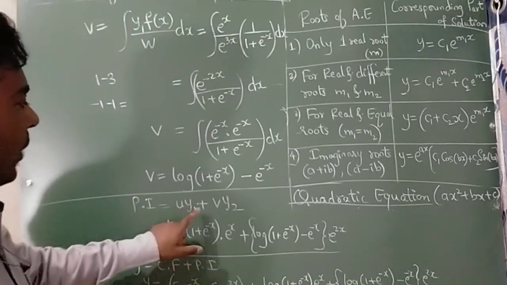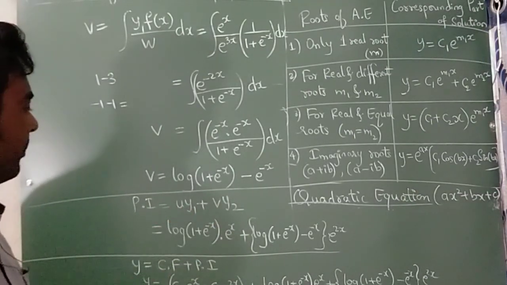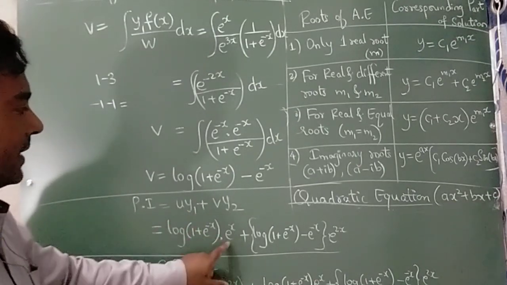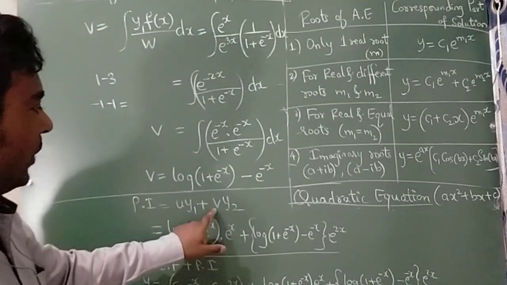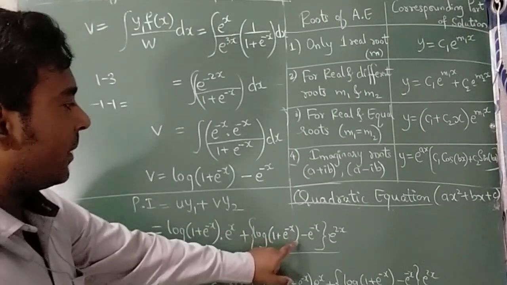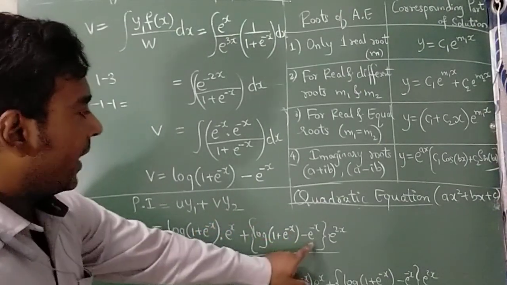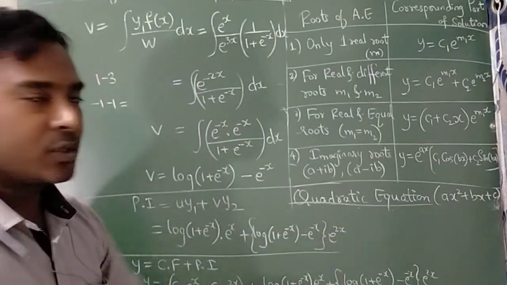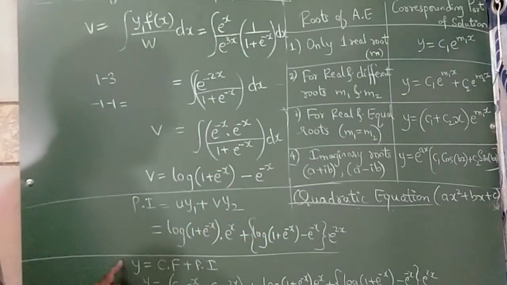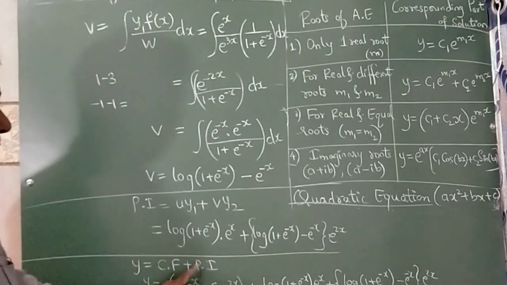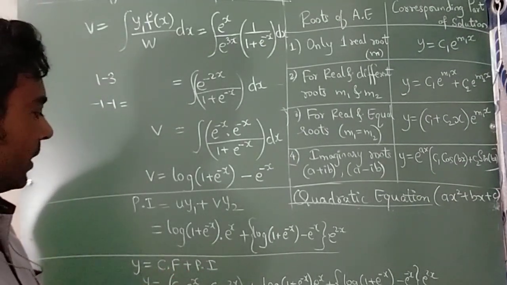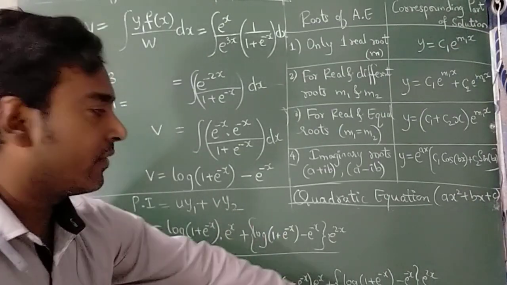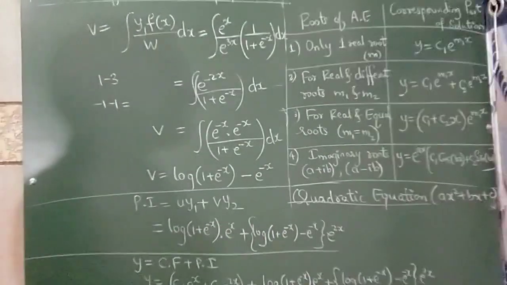Now what is pi? Formula, that is u into y1 plus v into y2. So u is log 1 plus e raised to minus x, y1 is e raised to x, plus v is log of 1 plus e raised to minus x minus e raised to minus x from here. And what is y2? It is e raised to 2x. Now final solution, that is y is equal to cf plus pi. Cf is c1 e raised to x plus c2 e raised to 2x plus pi is here. So I have written. This completes your second answer.